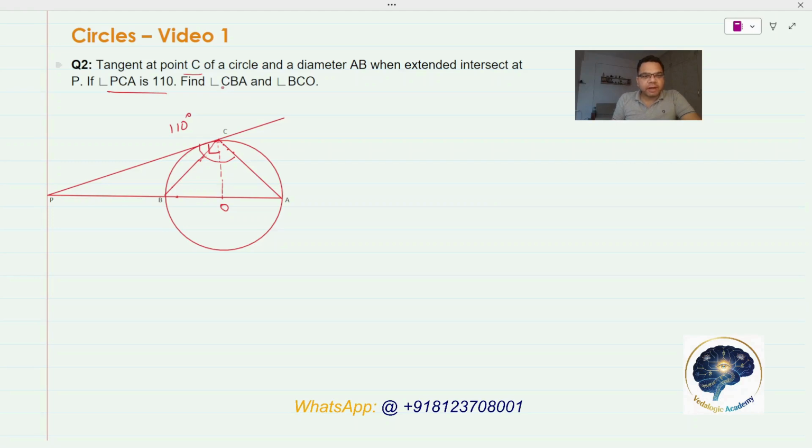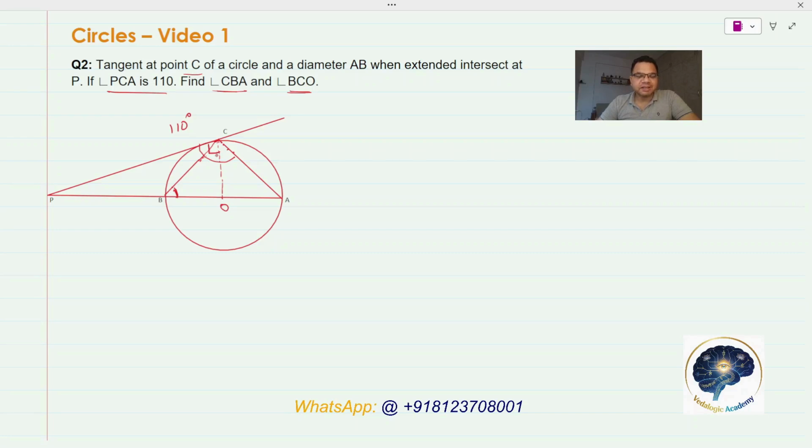Now I have to find angle CBA. This is what we have to find out, and we also have to find out angle BCO. Okay, so now the question is pretty simple, and if you remember what you have studied till now, you'll see the answer already. So this bigger angle is 110. This angle is 90, right?